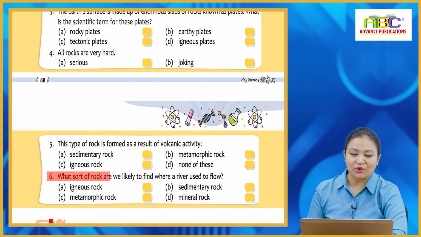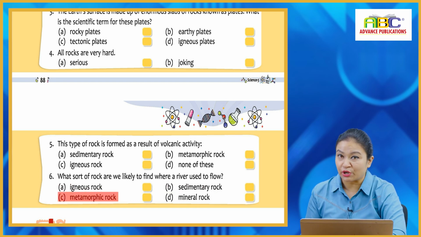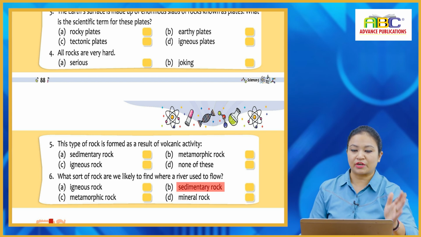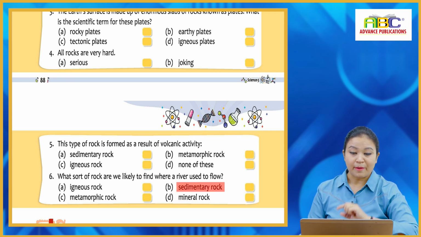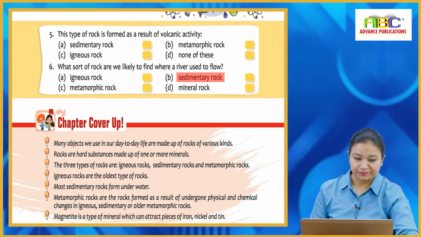Sixth, what sort of rock are we likely to find where a river used to flow? A, igneous rock, B, sedimentary rock, C, metamorphic rock, or D, mineral rock. So the correct answer is sedimentary rock. These rocks are made near or inside the river.